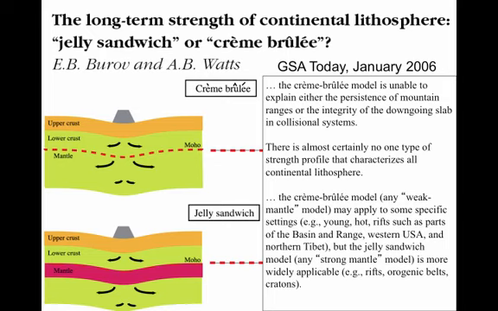There is almost certainly no one type of strength profile that characterizes all continental lithosphere. The creme brulee model, any weak mantle model, may apply to some specific settings, so that might be a young hot rift such as parts of the Basin and Range in the western US and northern Tibet, but the jelly sandwich model, so any strong mantle model, is more widely applicable, so for example rifts, orogenic belts, and cratons. So the jelly sandwich wins.